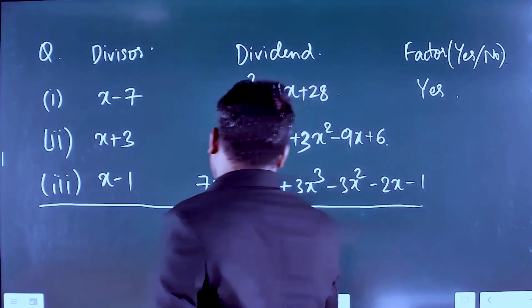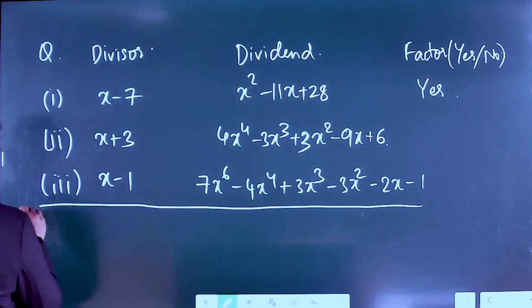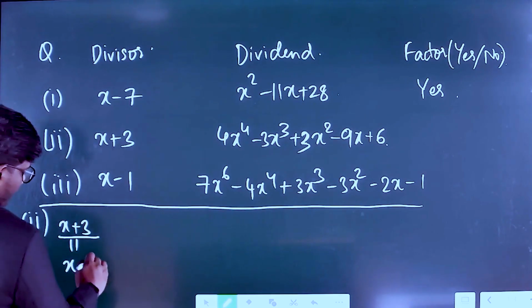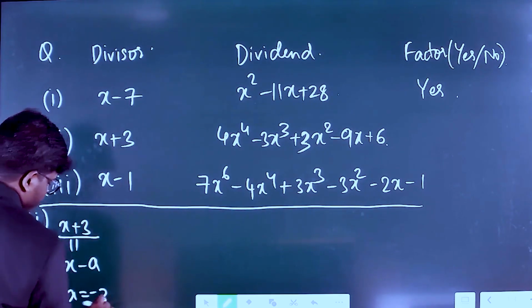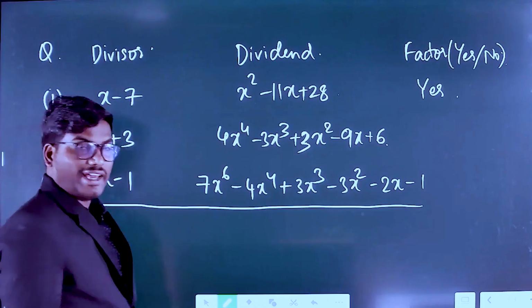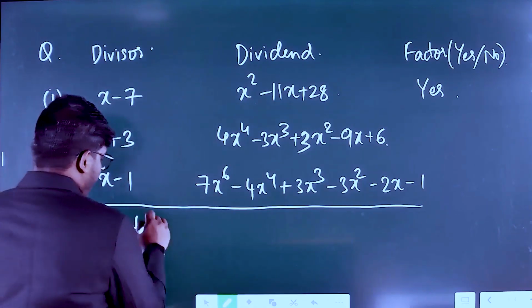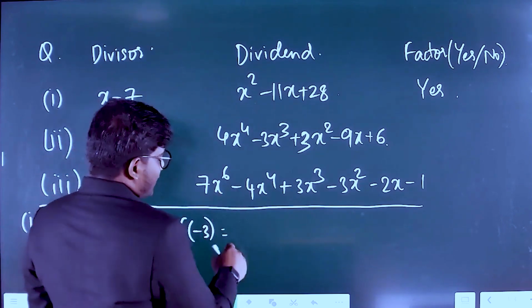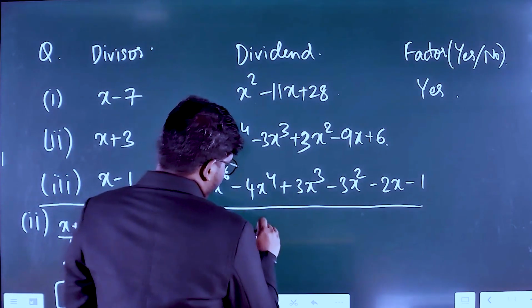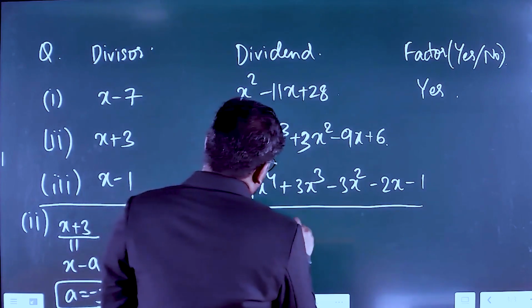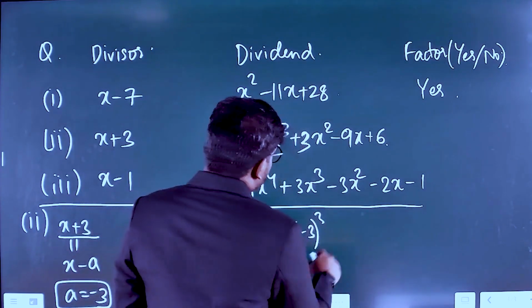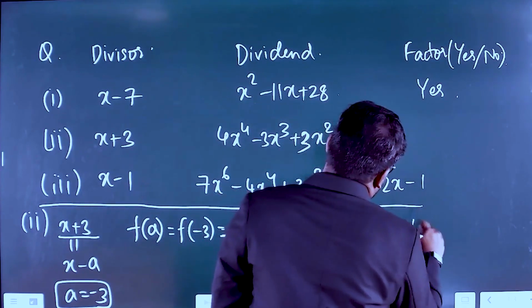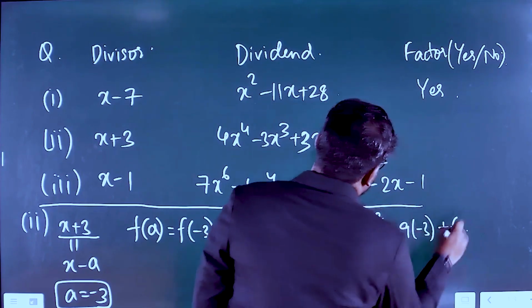Now, moving further to the second question, it will be x plus 3. If I compare x plus 3 with x minus a, I get a is minus 3, right? If a is minus 3, my remainder has to be calculated based on f of a, which is f of minus 3. So if I substitute that here, 4 times minus 3 whole power 4 minus 3 times minus 3 whole cube plus 3 times minus 3 whole square minus 9 into minus 3 plus 6.